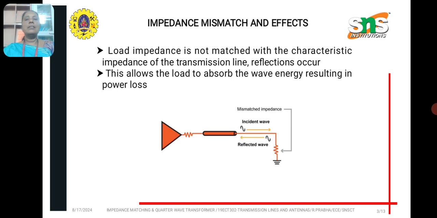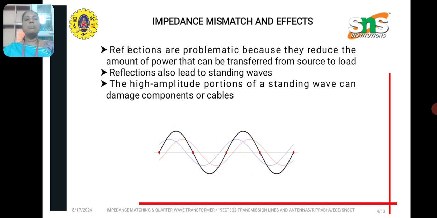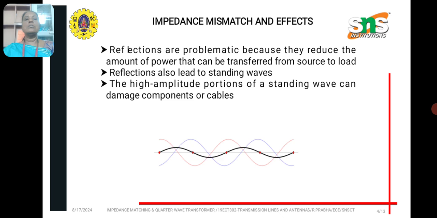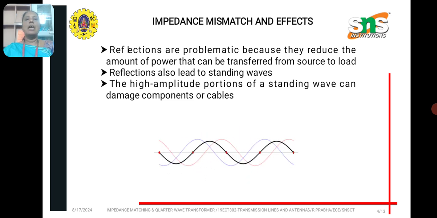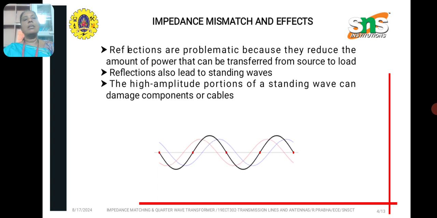In a transmission line, if the load impedance is not matched with the characteristic impedance of the transmission line, reflections occur. These reflections prevent the load from absorbing the wave energy, which causes power loss. These reflections are problematic because they reduce the amount of power that can be transferred from the source to the load, and they also lead to standing waves, and the high amplitude portions of a standing wave can sometimes damage the components or cables.